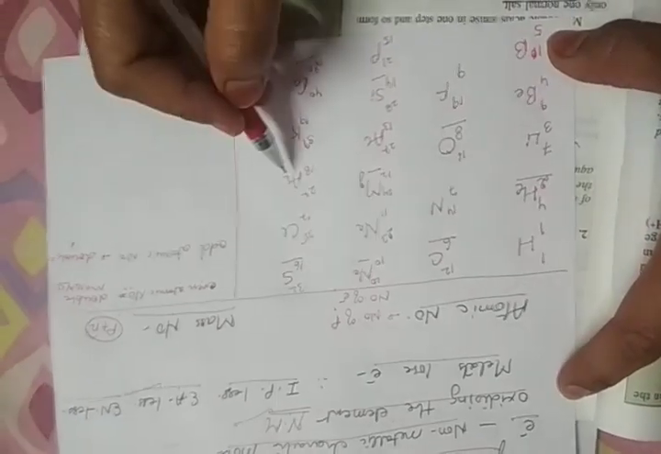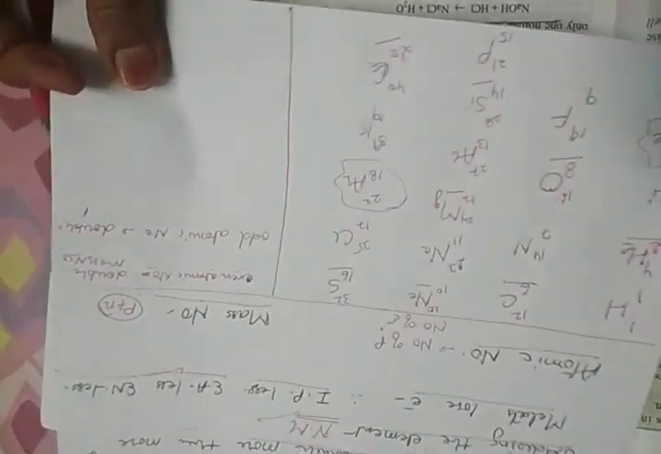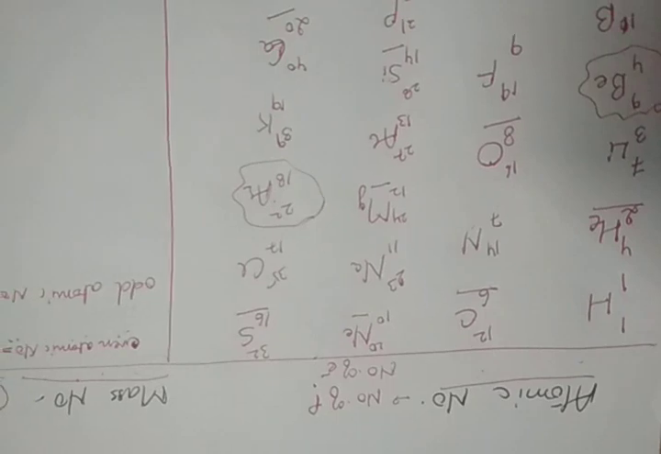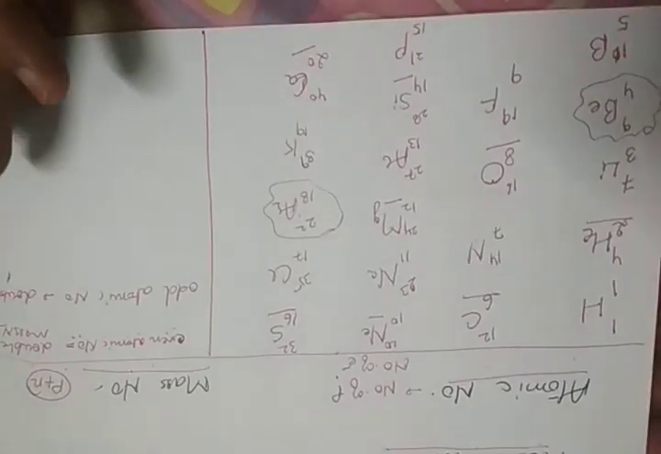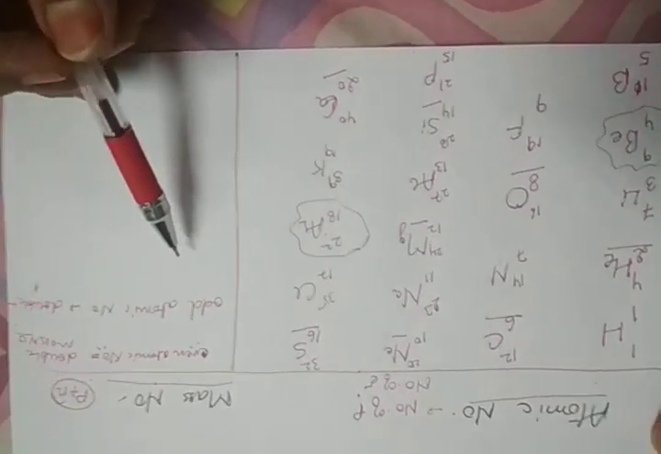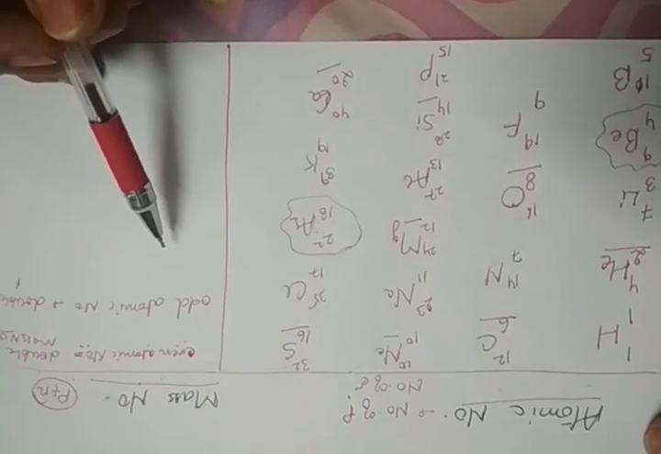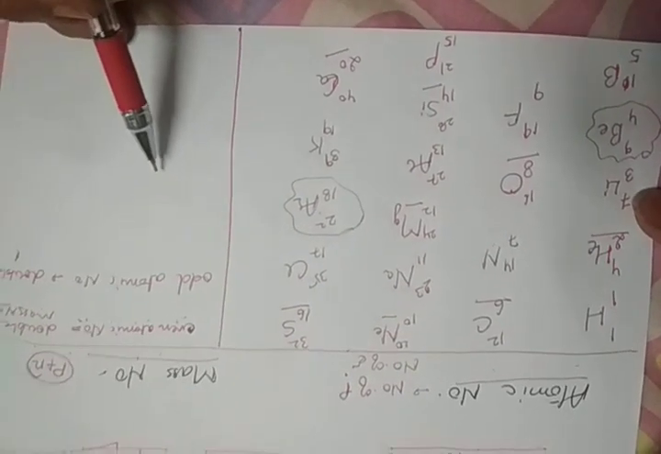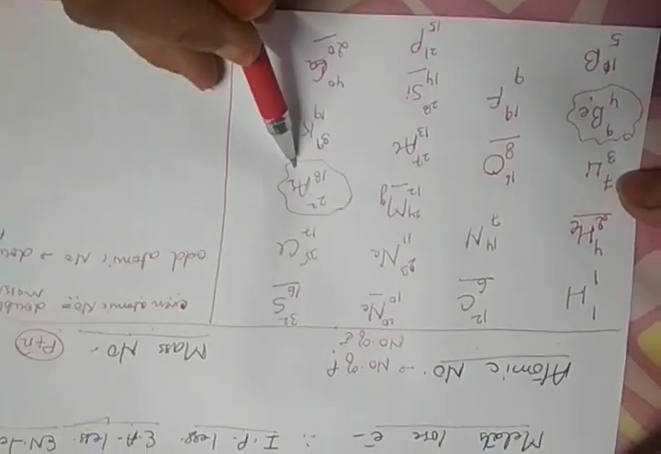Only in this case there are two exceptional cases. First is beryllium and the second is argon. So we should remember that there are two elements which have these exceptional cases. I repeat again, the elements which have an even atomic number, their mass number is just double. Only two exceptional cases, beryllium and argon.